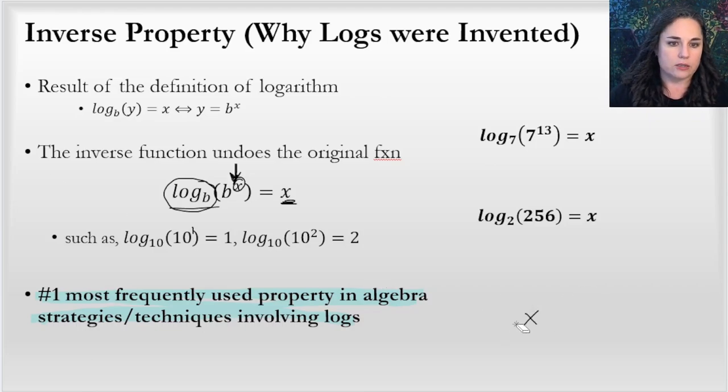Let me get rid of this. I don't want that down here when I solve that second example. Log base 7 of 7 to the 13th power, what is x? Well, I'm going to say that this base and taking log of that base undo each other, and we're just going to get x equals 13. Done. That's it. That's the elegance of using the same base log.